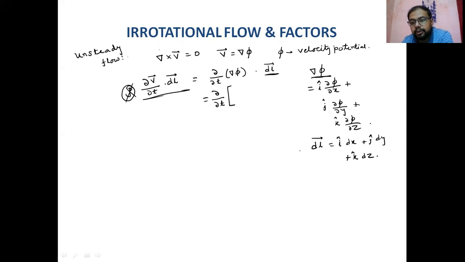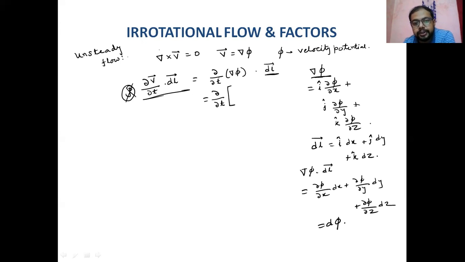If you make the dot product, del phi dot dl, it will definitely come as del phi del x dx plus del phi del y dy plus del phi del z dz. What does it mean? It is d of phi. If it is a continuous function, you can interchange this part and write it as d of del phi by del t.